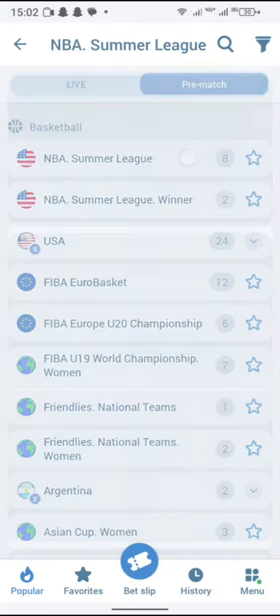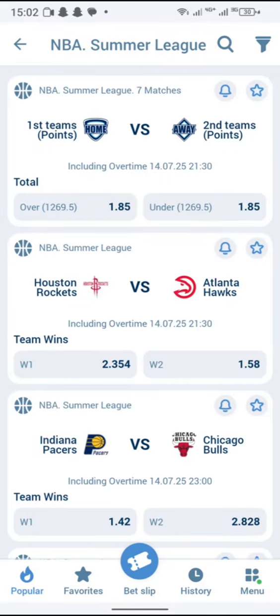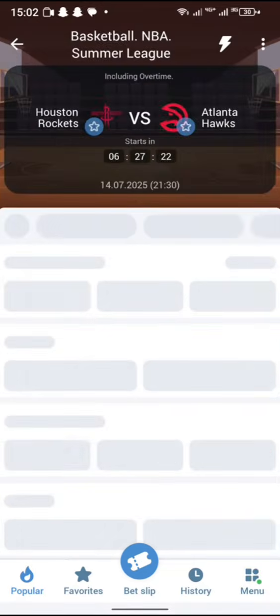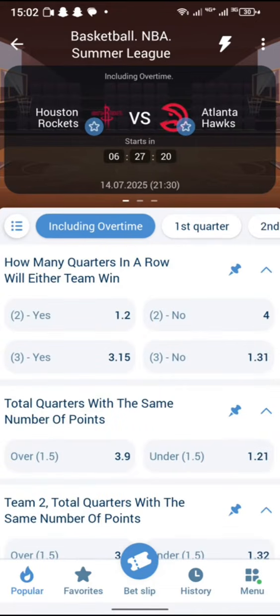So now we go to the NBA Summer League, and I'm going to be sharing some profitable options. So the first one, we have how many quarters in a row will either team win. So this one, always go for three. No, always go for this option.